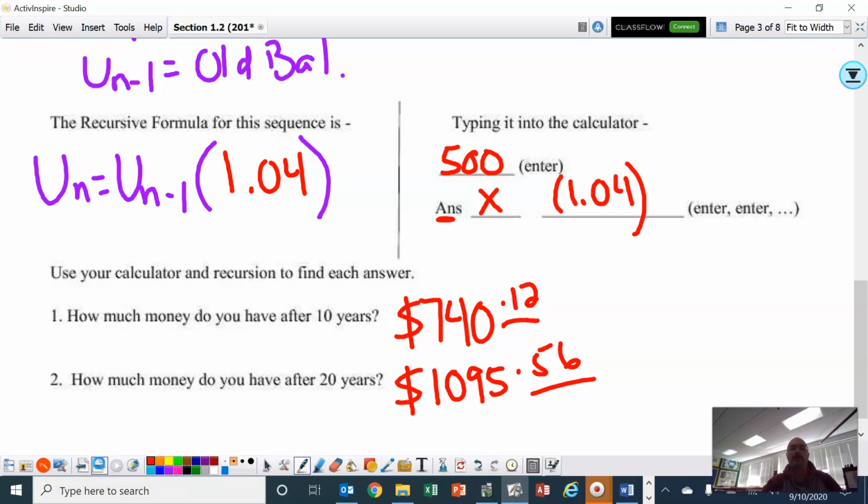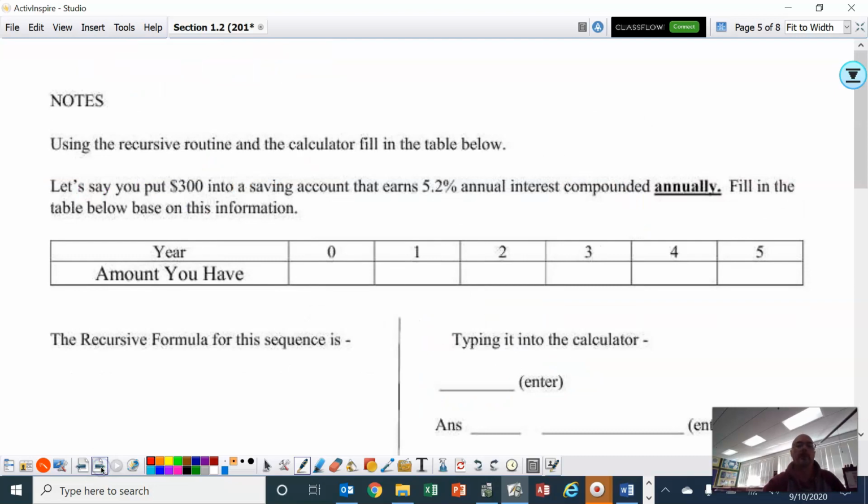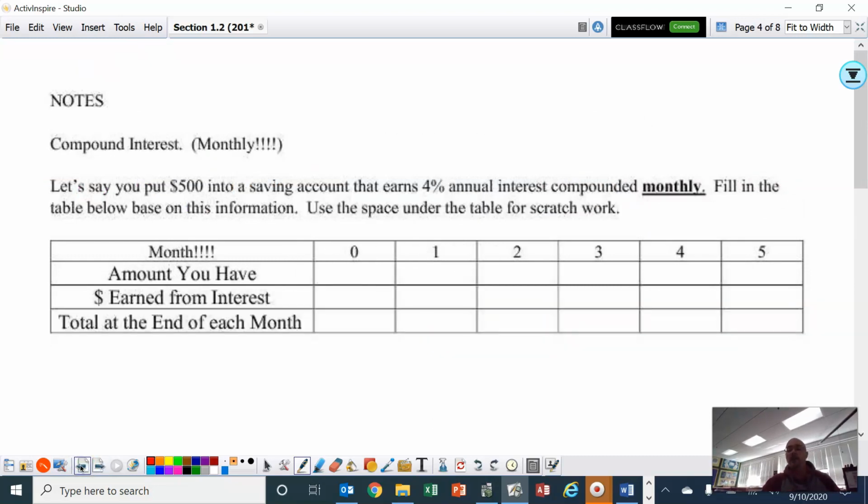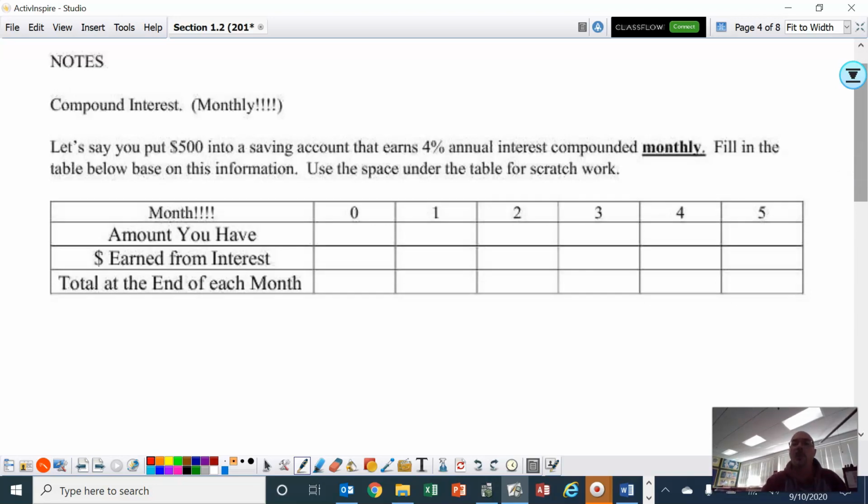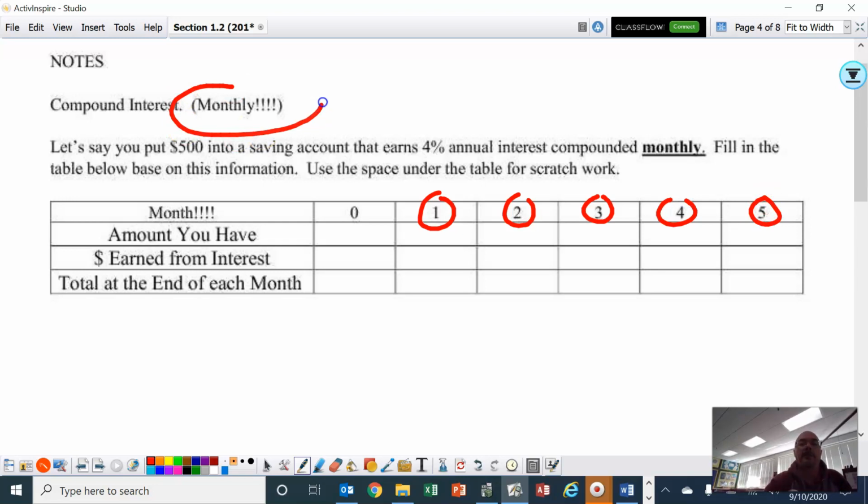All right, let's move on. Whoops, went too far. All right, now this one is compounding it monthly, ladies and gentlemen. That means this is 1 month. 2 months, 3 months, 4 months, 5 months. Okay, monthly at 4%. All right, well, we're not going to do the table here, so you don't need to draw the table. We're going to jump right into the recursive for this. What's the difference if it's 12 months? Now remember, we do need to use the decimal, 1.04.